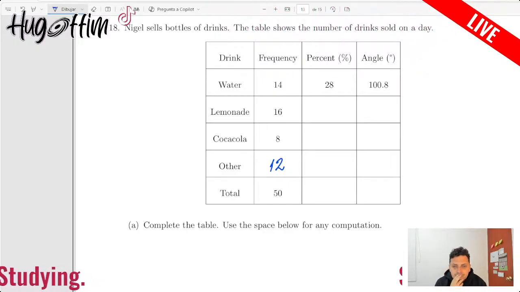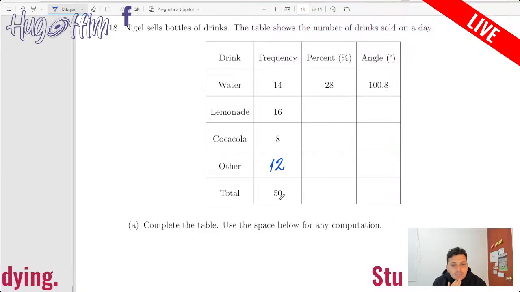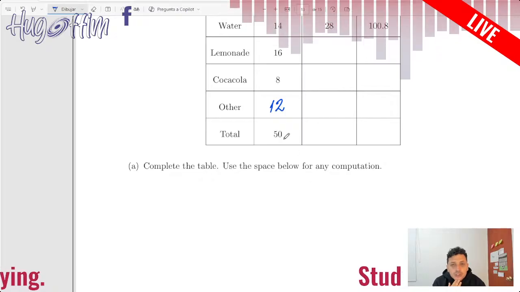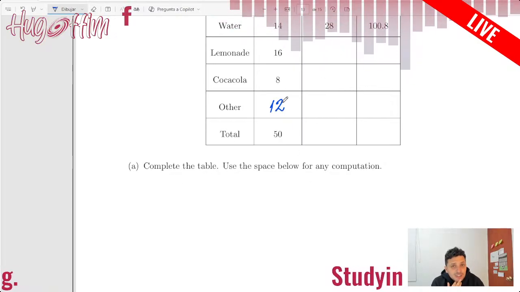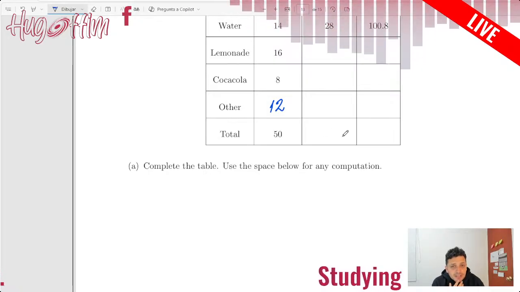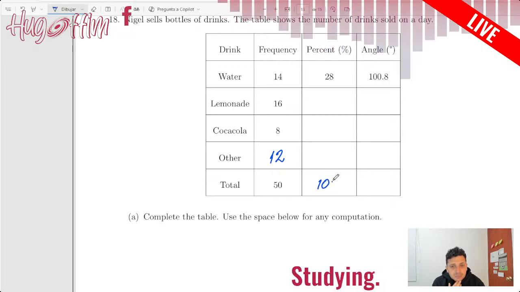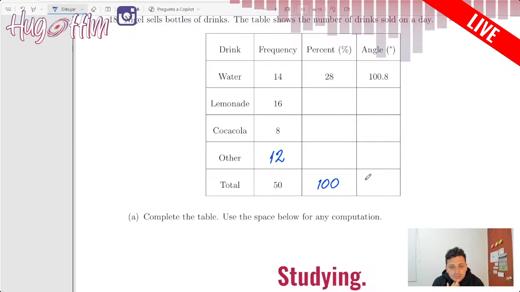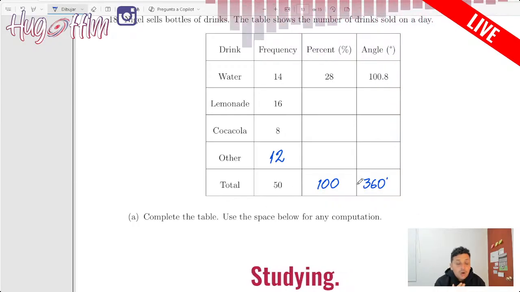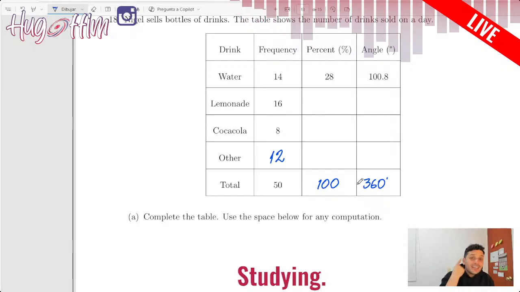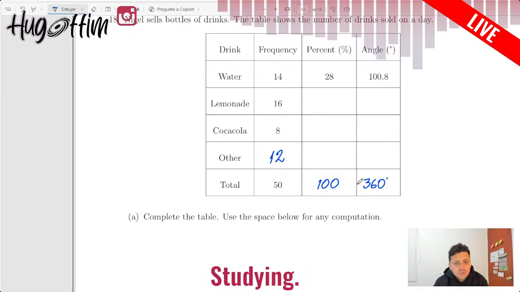Now, I need to calculate the percent. I need to calculate the angle. You can use either of two options. This is just a direct variation. So we're going to use direct variation. 50 is the total number of people. In percent, it's going to be 100%, and in angle, it's going to be 360 degrees, right? So we can get the unitary angle or the unitary percent and then just multiply.